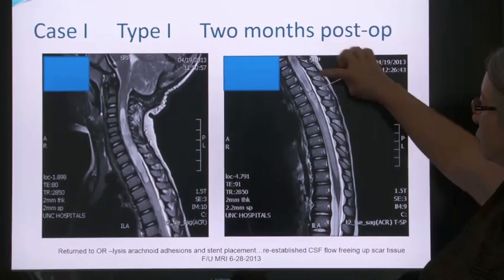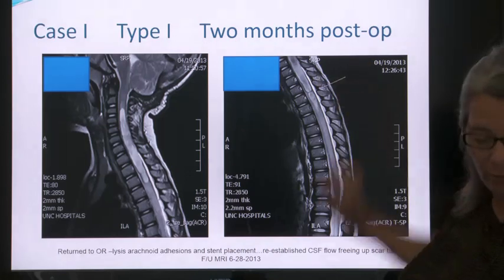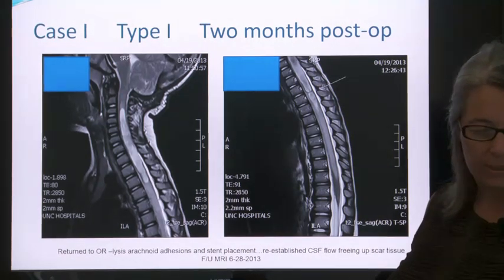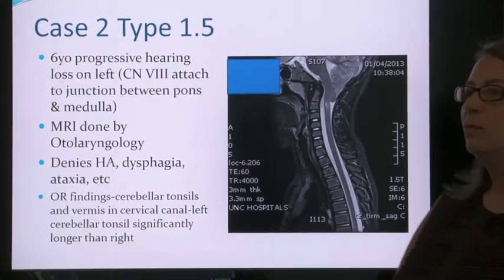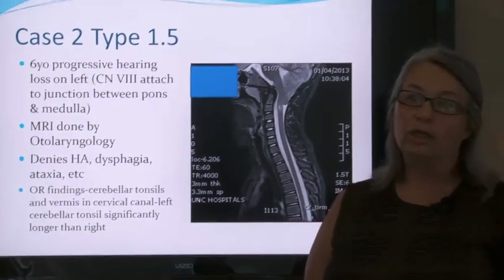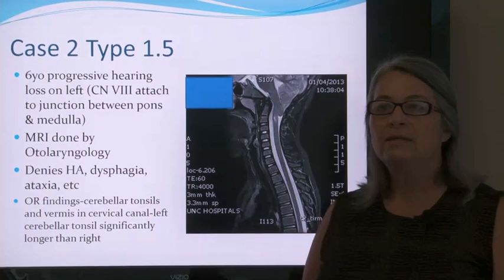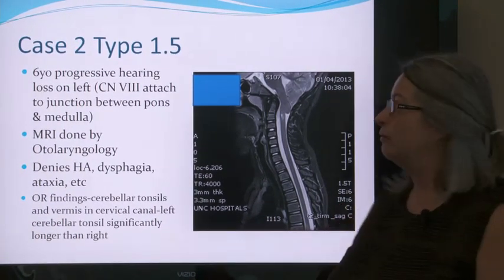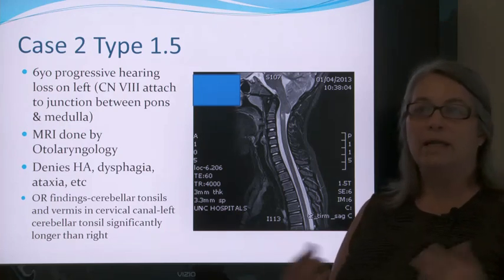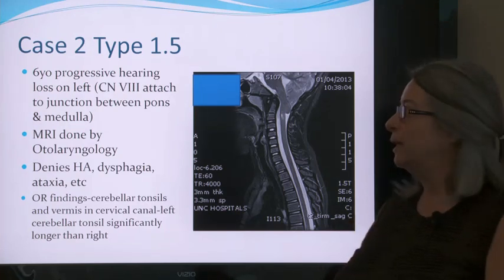And again, here's the picture of the syrinx that came all the way down into the upper thoracic spine. So he did well with his ventriculoperitoneal shunt. His syrinx began to resolve without posterior fossa decompression, but he is still followed in our clinic today.